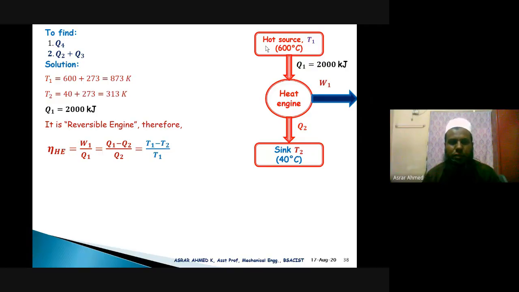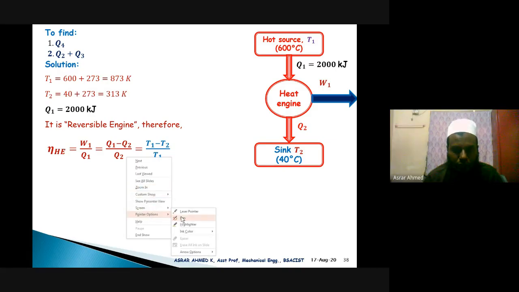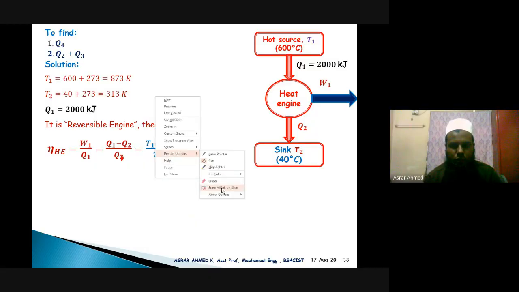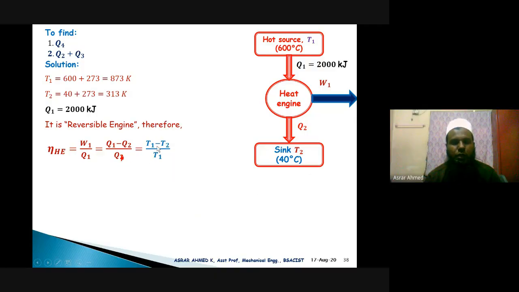Okay, so W1 is the output, Q1 is the input. Actually it is Q1 here. I'm sorry for the mistake, I'll make a change for now, otherwise it will be disturbed. This is Q1. So Q1 minus Q2 divided by Q1 can be written as T1 minus T2 divided by T1.